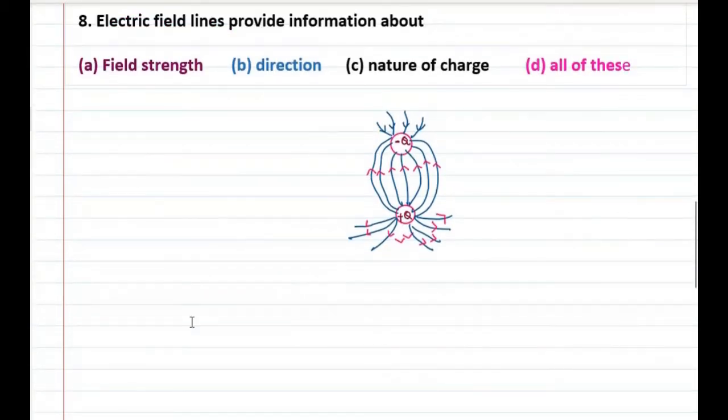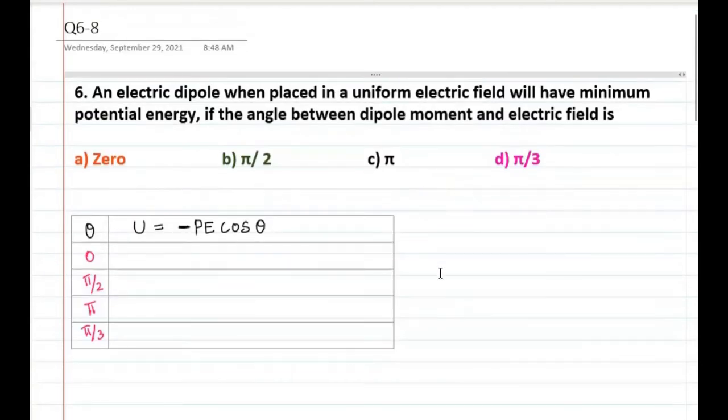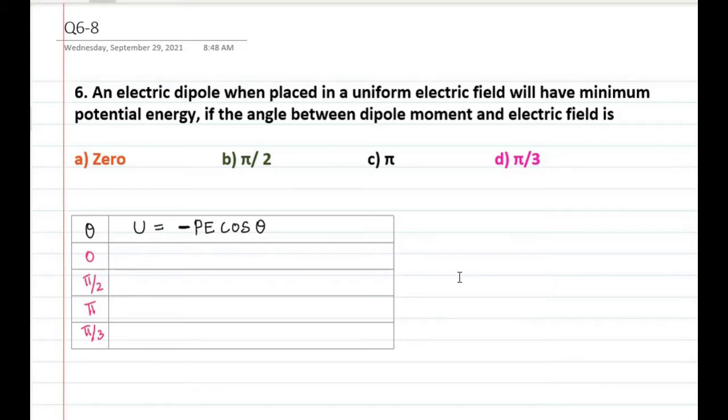Okay, so in this question, we have an electric dipole placed in a uniform electric field. It will have minimum potential energy if the angle between the dipole moment and the electric field is... Okay, so for an electric dipole, the potential energy will be U = -PE cos theta. This is the formula. So first, from the choices, you can substitute the values.